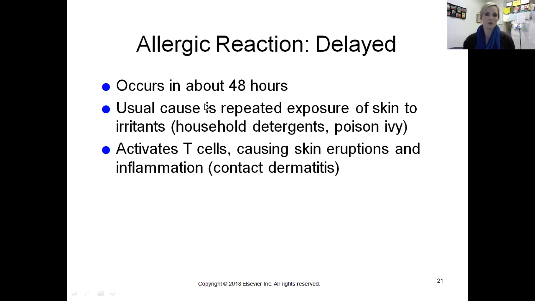Best example of this would be poison ivy that they mentioned here. The usual case is repeated exposure of skin to different irritants like household detergents or, again, poison ivy.